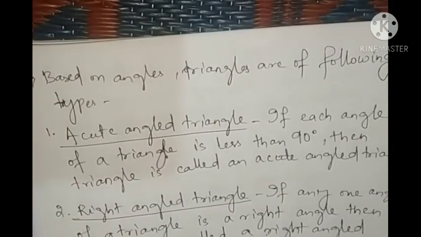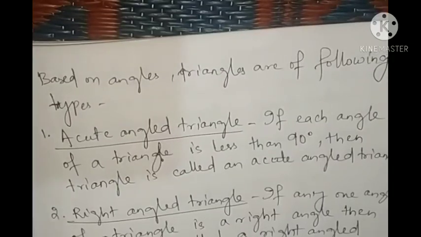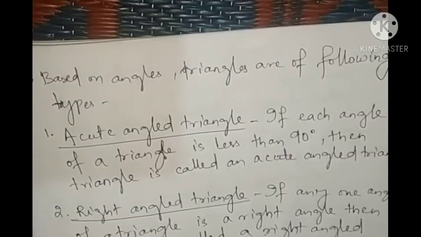Let's see next. Based on angles, triangles are of the following types. On the basis of angle, we will differentiate the triangles. So we will know different types of triangles. We know that there are three types: acute, right and obtuse.